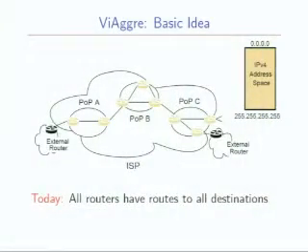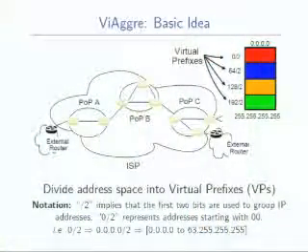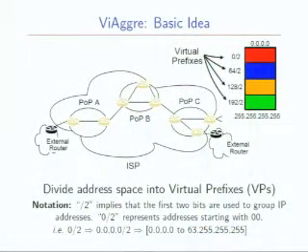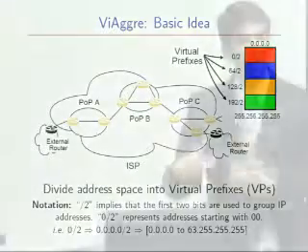Okay? So ViAggre design. And in the figure here, I've shown an ISP with 3 POPs, or points of presence. These are routing centers in different geographical areas, and a few routers in each POP. Today, as I mentioned, each of these routers needs to maintain the entire routing table. In ViAggre, we allow the ISP to divide the IPv4 address space into parts. Here, I have divided into 4 parts, which are color-coded.